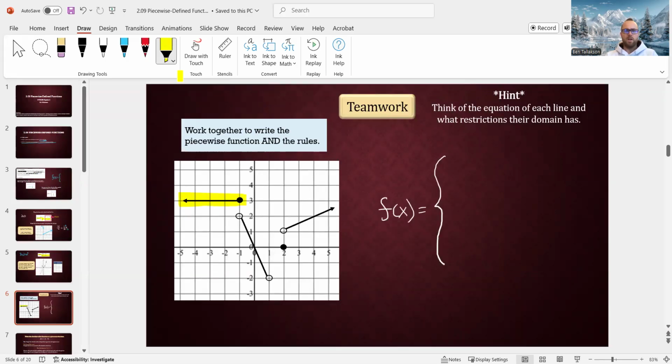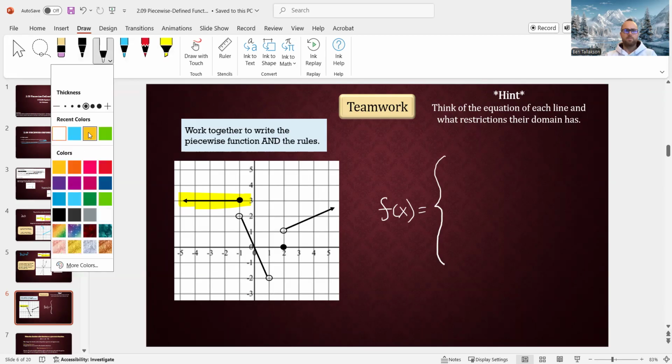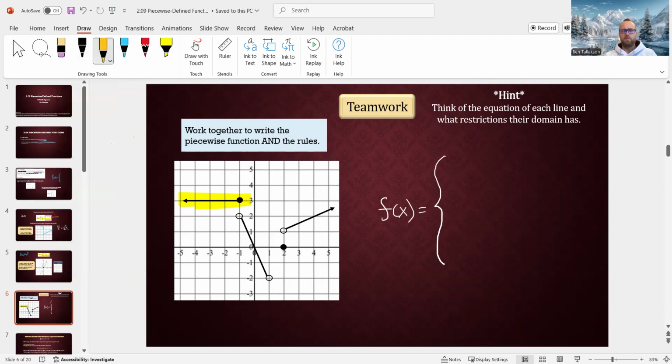So this first line, what would the equation of that line be if it was not chopped off? Well, it's a flat line, right? And f of x is the same as y. You've had a lot of practice, especially in unit 1 with these flat lines. So you could say y is equal to 3, because that's the value we see. y will always be equal to 3 if what?